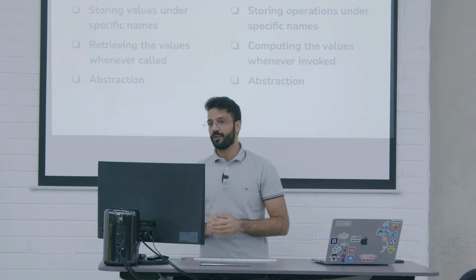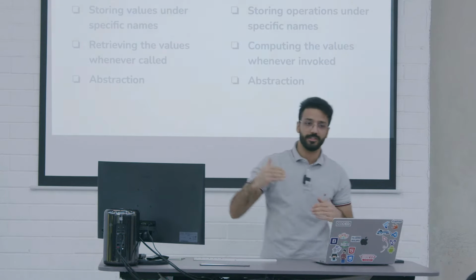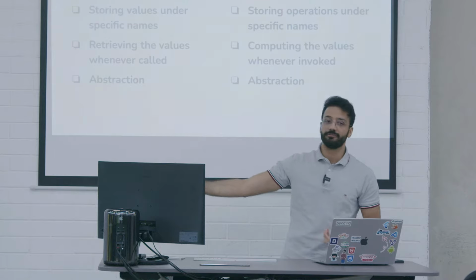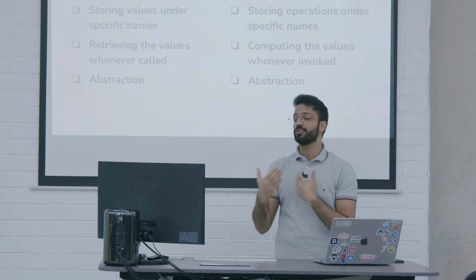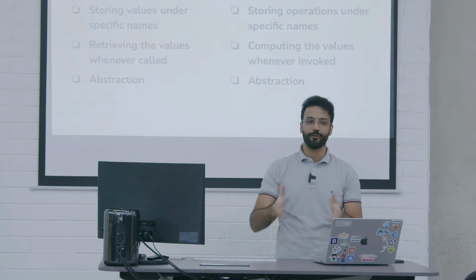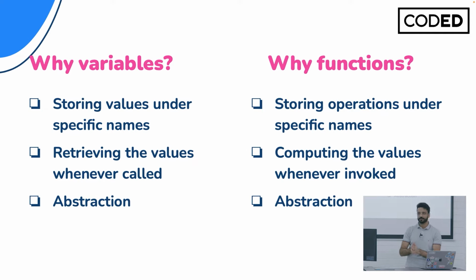The same thing goes for functions. I don't have to remember a set of procedures to calculate a very complex equation. I can just store it and then retrieve it, which gives me a level of abstraction. So why variables? To store values under specific names, to retrieve those values whenever they get called, and to create a level of abstraction, as we just said. Why functions? They can store operations under specific names, like f, like g, like make me a sandwich. I can store a set of procedures.